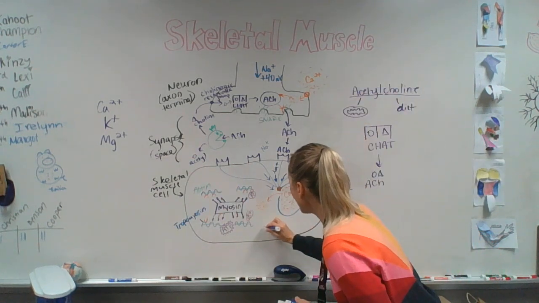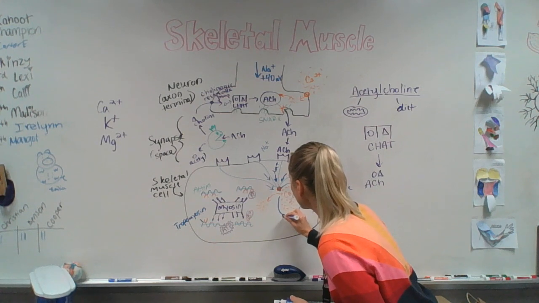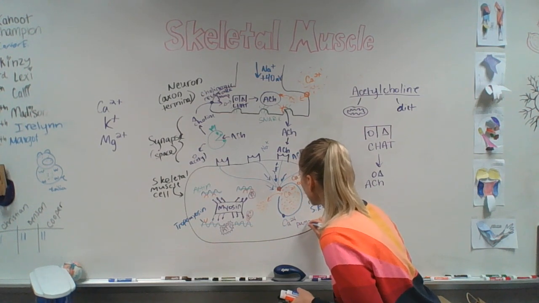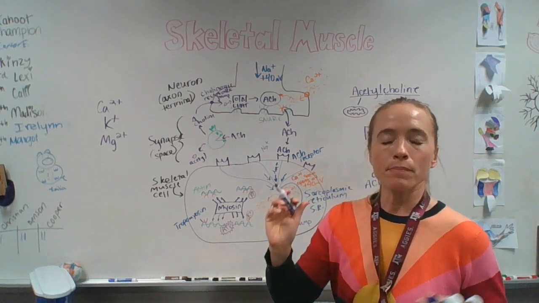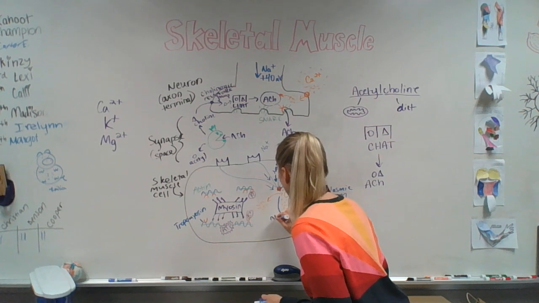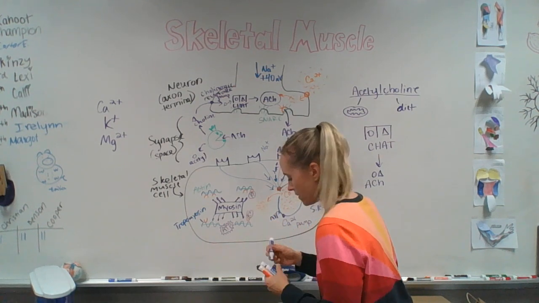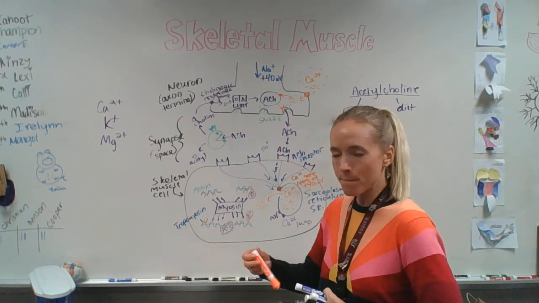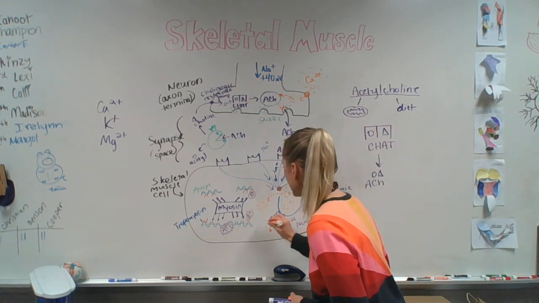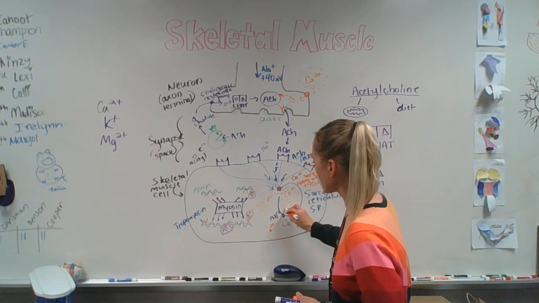So on the sarcoplasmic reticulum is something called a calcium pump. The calcium pump uses a lot of ATP to actively pump that calcium back in the sarcoplasmic reticulum. So all this calcium that's out here is going to get pumped back in.